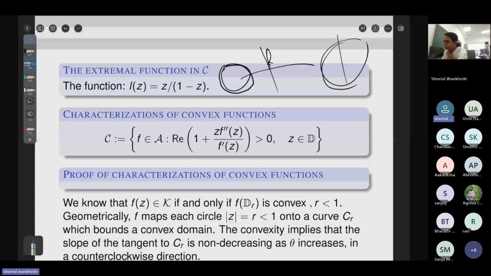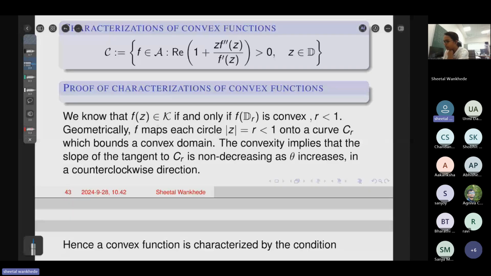Okay, so a simple proof of this characterization. I am just giving a sketch of this proof. We know this function f of z belongs to class A if and only if f of the disk is a convex domain. Geometrically, when we see the figure of this convex domain, this function f maps each circle onto the curve C_r, which bounds the convex domain.